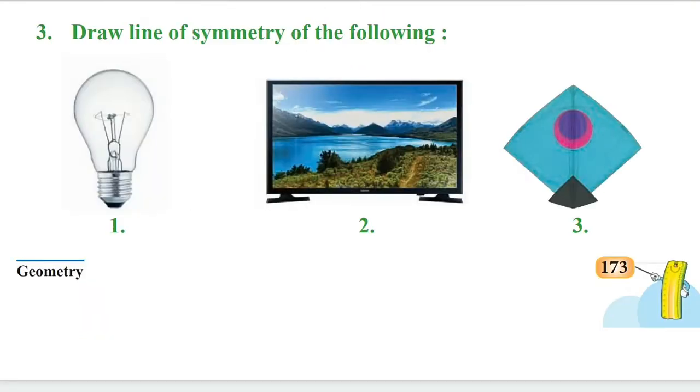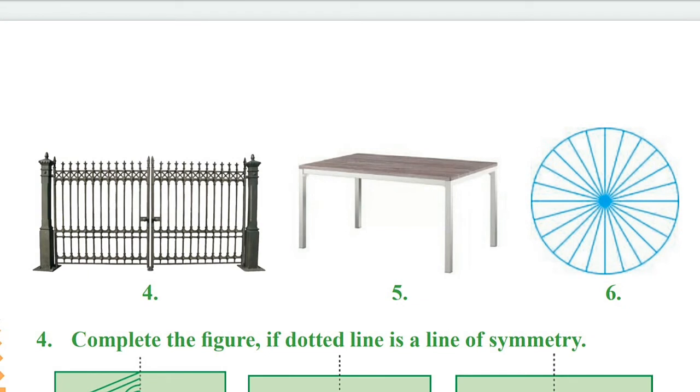Now third part, draw the line of symmetry of the following. Here similarly we will divide these figures in symmetrical parts. First we have an electrical bulb, second we have an LCD, right? And next we have a kite. Got it? So we have drawn the lines of symmetry. Fourth figure, here it is a gate, so we have drawn the line of symmetry.